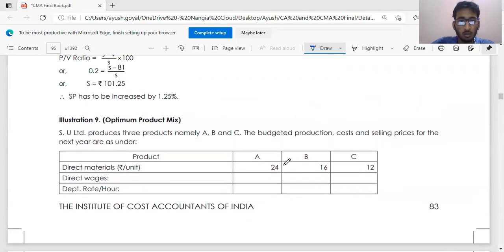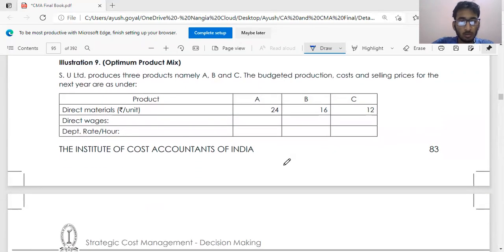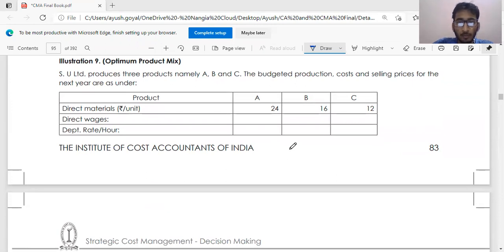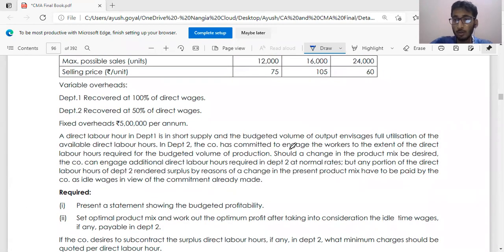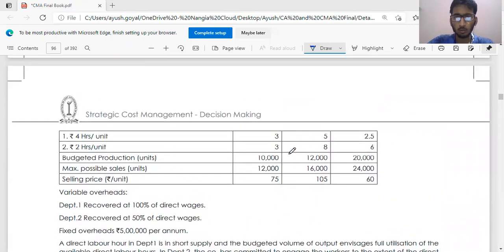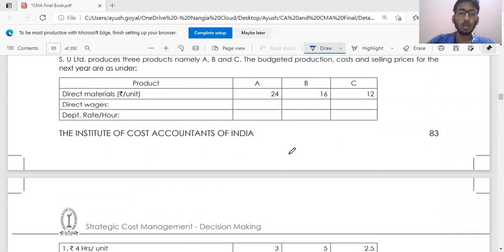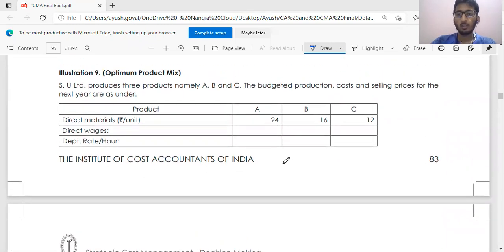Since I was planning to do one more question related to optimum product mix from the CMA final study material, illustration 9, but now, since it's already been 1 hour, what we'll do is solve this question after completion of the decision making. As I told you at the very beginning, after completion of the decision making, all the questions from the CMA final study material would be solved.